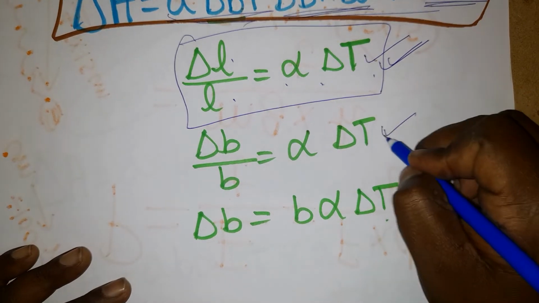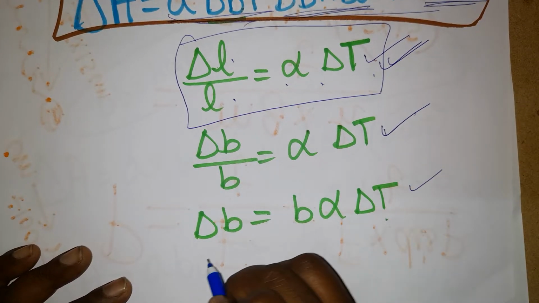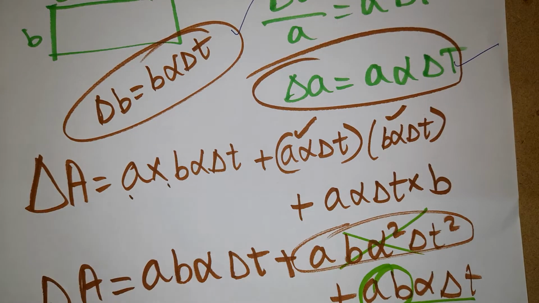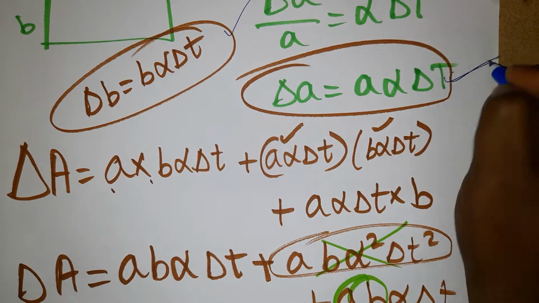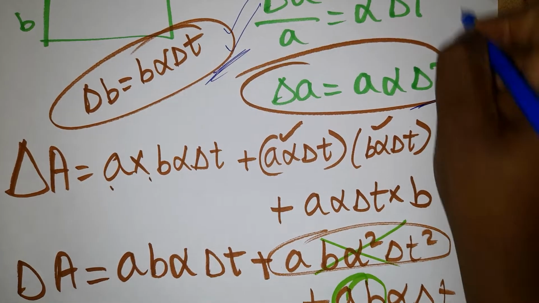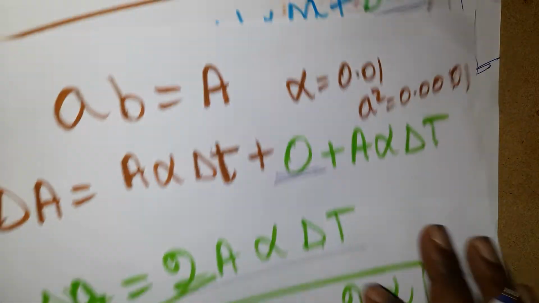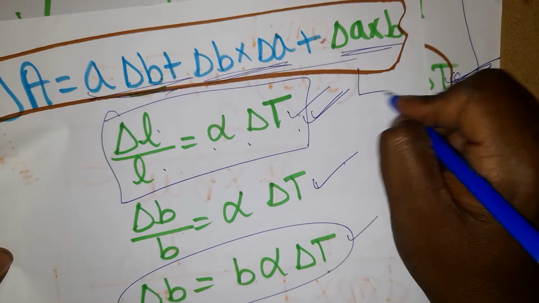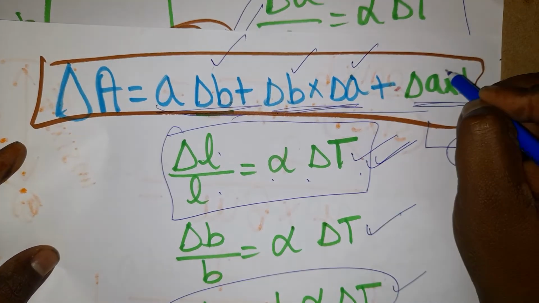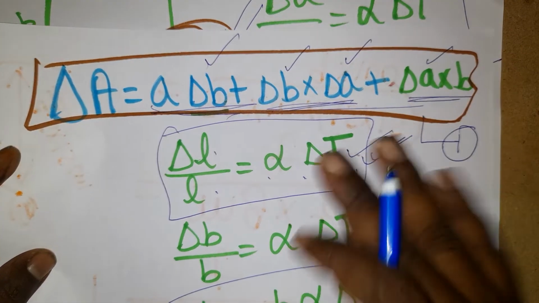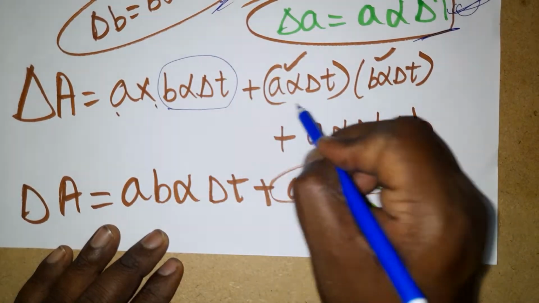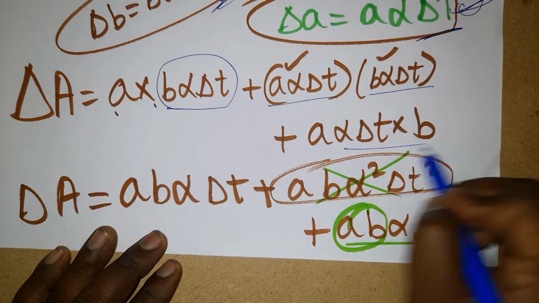In case the breadth is getting expanded, del B is this much. In case the length is getting expanded, del A is this much. These two equations I am substituting into the previous equation, which is called equation number 1. So del B I know, del A I know, everything I know, and I have substituted del A and del B.